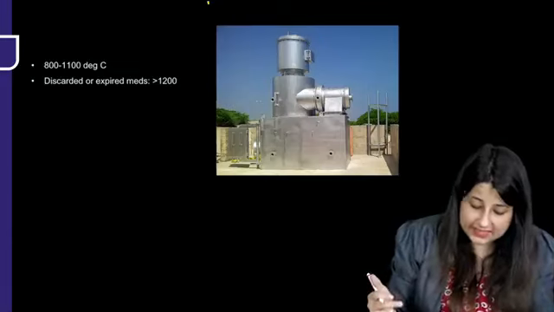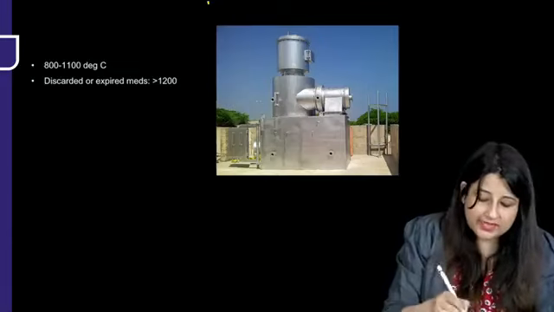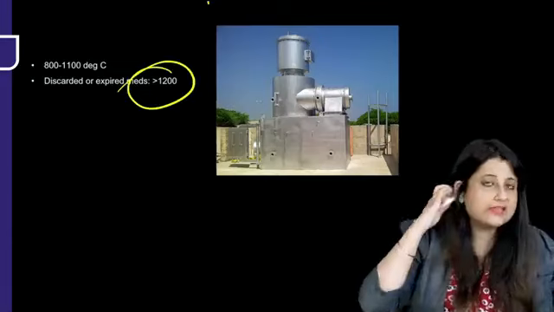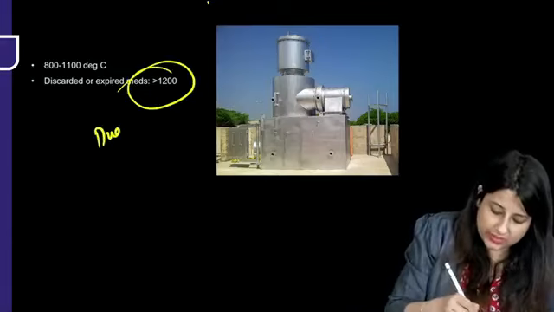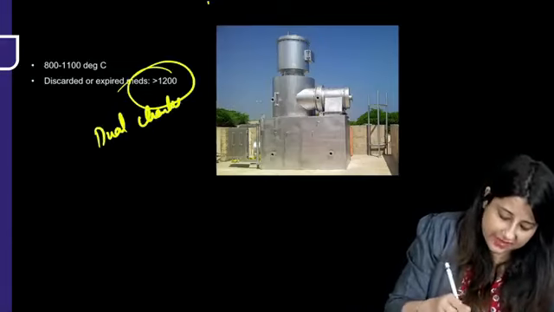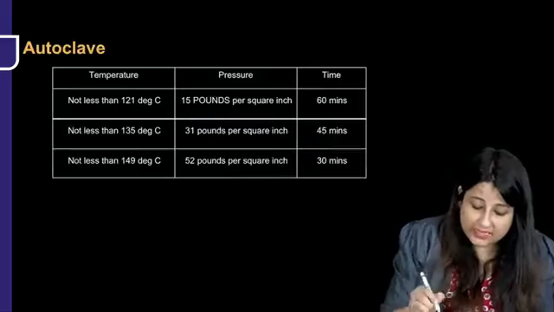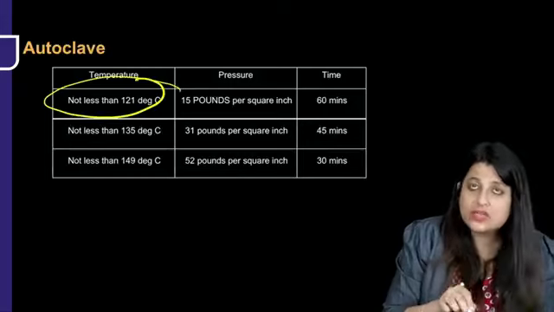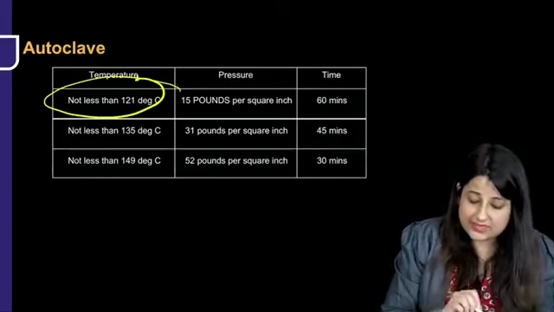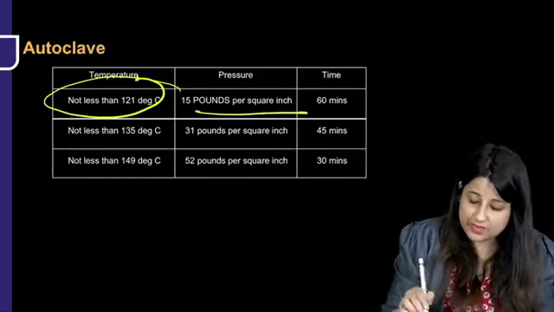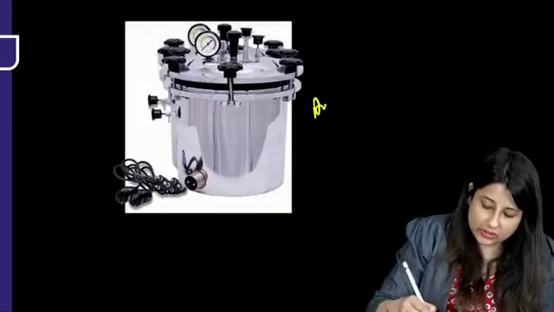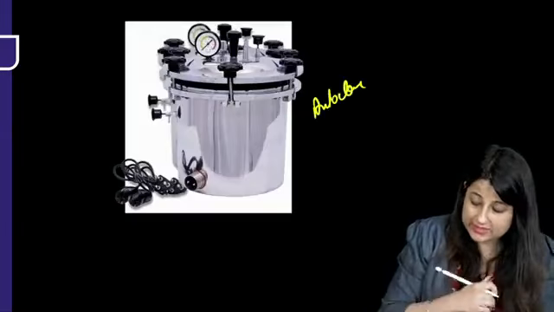This is an incinerator, okay, dual chamber, alright. Mostly the temperature works at this one, okay. This is what? Dual chamber incinerator. This is in fashion these days. Fashion meaning this is being used. Autoclave, you could be asked which is the one we are using? Not less than 121 degrees C temperature, 15 pounds per square inch for 60 minutes. This is the autoclave which can definitely come in your exams.